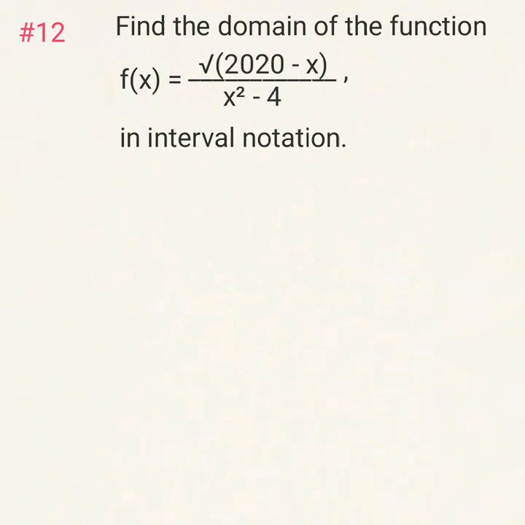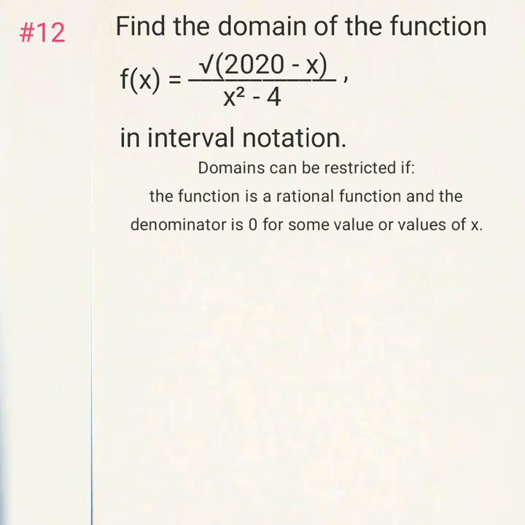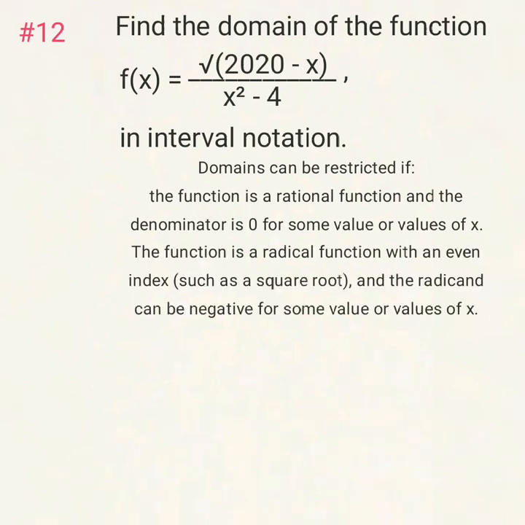f(x) equal to the square root of 2020 minus x all over x squared minus 4, in interval notation. Domains can be restricted if the function is a rational function and the denominator is 0 for some value or values of x. The function is a radical function with an even index, such as a square root, and the radicand can be negative for some value or values of x.